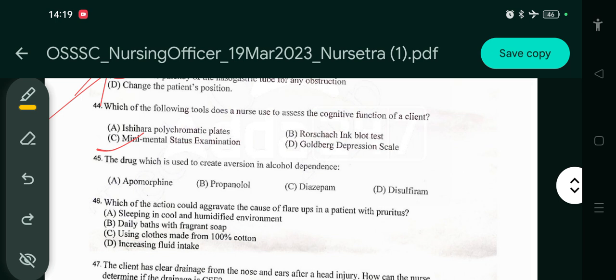Tools. Test for personality test, assessment tool for personality test. And option D is Goldberg depression scale. It is used for only depression. This is the tool for depression. So here the option is C only.